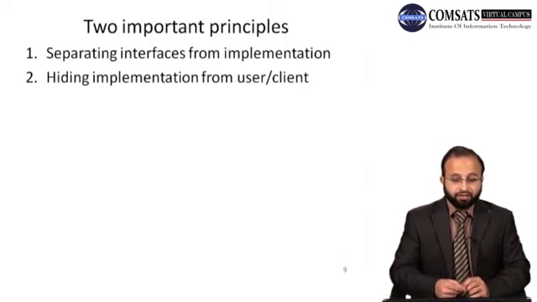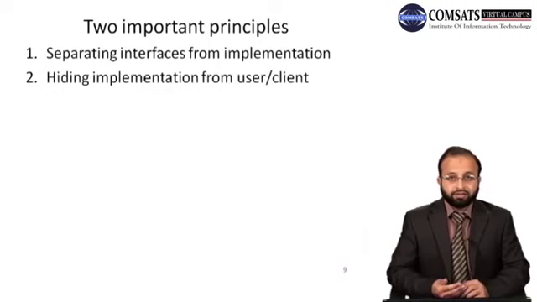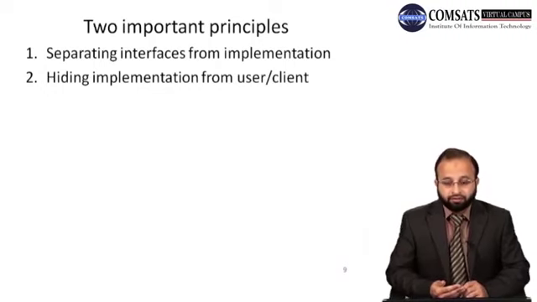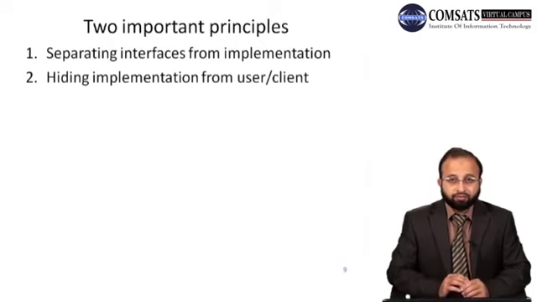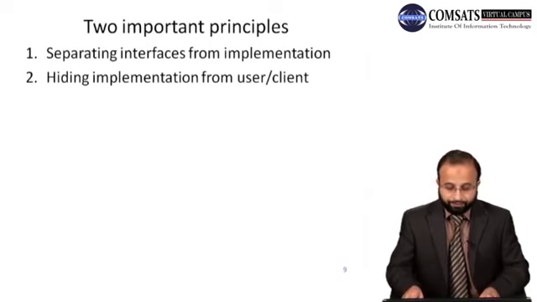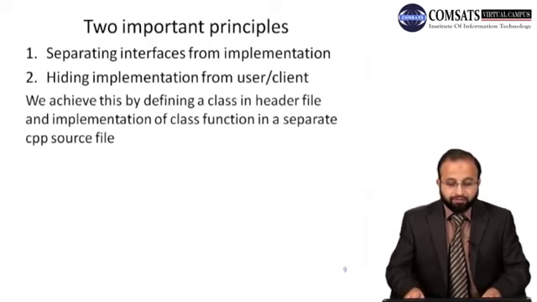So this is how you separate the interface of the function from the implementation. The implementation is in a separate class, and you provide just the interface, that is the function call, to the client to use that functionality. So we achieve this by defining a class in a header file and the implementation of the class function in a separate C++ source file, and then we make a library.